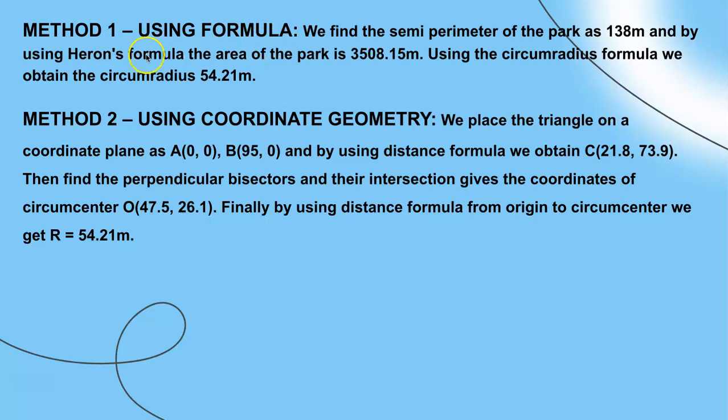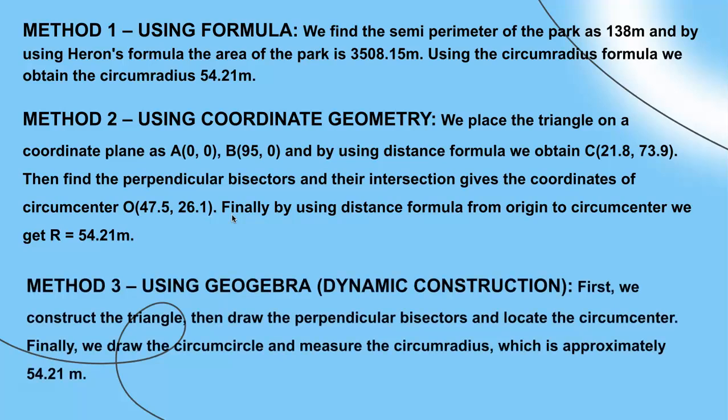Method 2 is using coordinate geometry. First we place the triangle on the coordinate plane, A and B, and by using the distance formula we can find C, which is (21.8, 70.9). Then we find the midpoints of the sides and draw the perpendicular bisectors by using their slopes. The perpendicular lines intersect at a point which is the circumcenter, (47.5, 26.1). And finally, by using the distance formula from the origin to the circumcenter, we get the same circumradius, 54.21.